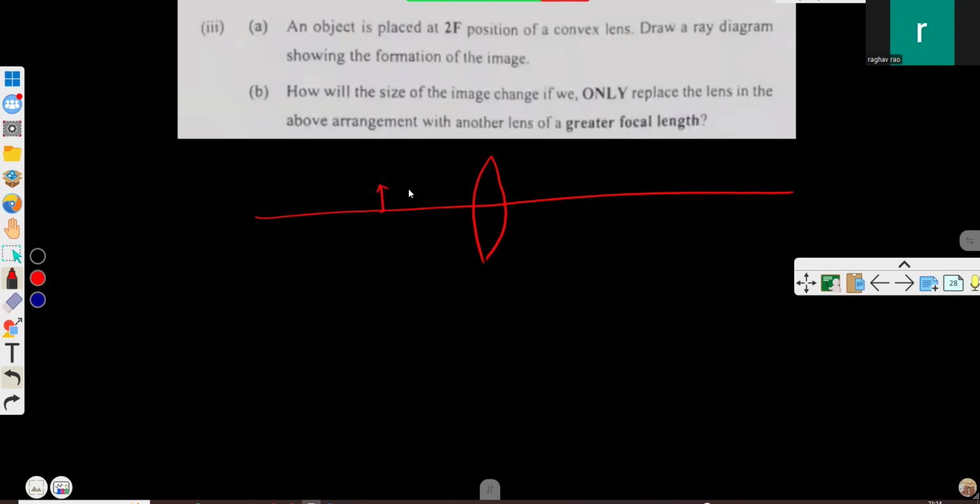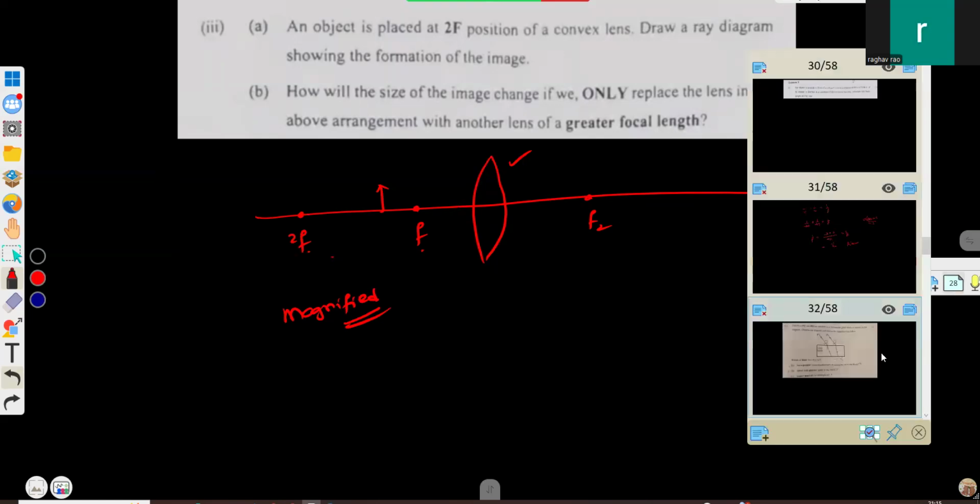So the object is present at this point only, but this lens's focal length is more. So its 2f will be somewhere here. Let us assume its f is somewhere here. Its f2 will be here. Its 2f2 will be here. Now this object is present between 2f and f, so the image will be formed beyond 2f2. Whenever it is formed beyond 2f2, the image would be magnified. So the answer is the image would be magnified in this case.